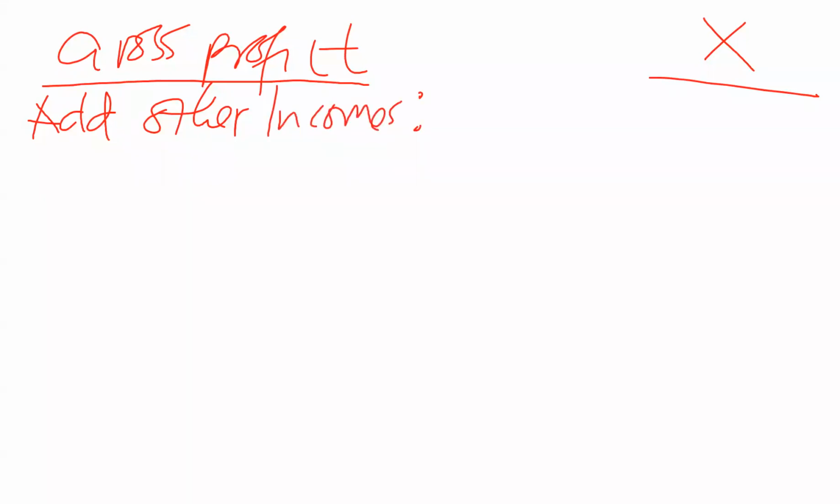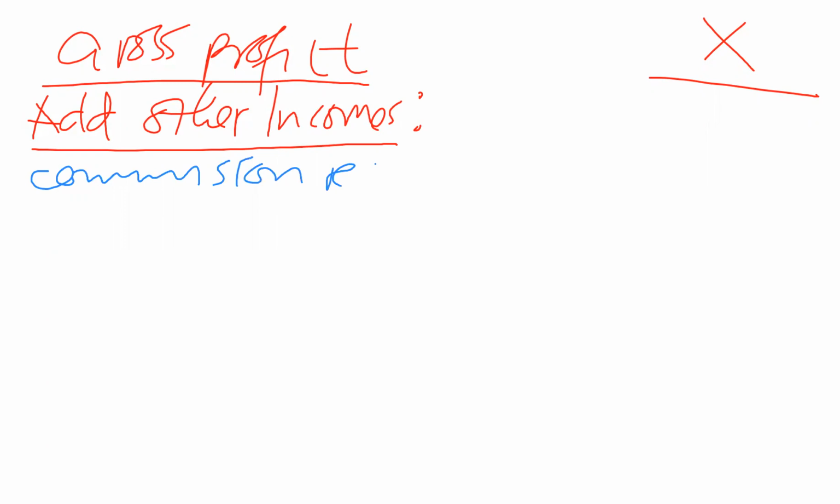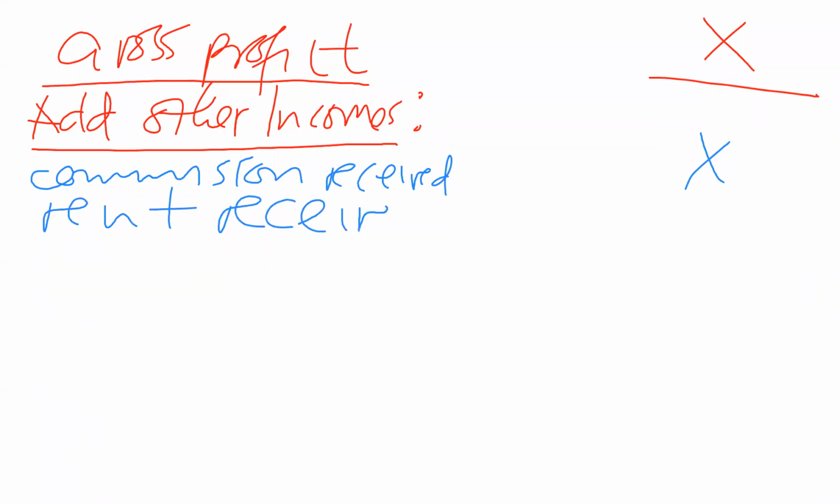Put the full column. Now, what comprises the other income are the following things. You will check if you have the following. Commission received. If as a business you receive some commission, that is an other income. You add it to the gross profit. If there is rent received, not rent paid, there is a difference. Rent received, you will add that.